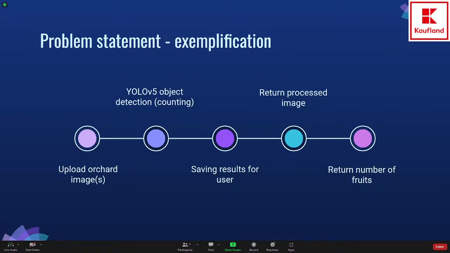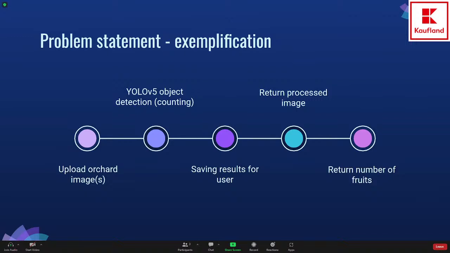The results are saved in order to offer a good perspective and a larger view of the orchard, or different sides of your orchard. So it saves the results for the user to see later and to compare results for, let's say, that specific orchard from different years. It also returns the processed image for the user and the number of fruits, which will be saved in the database we use.